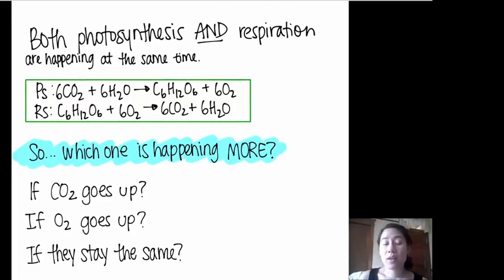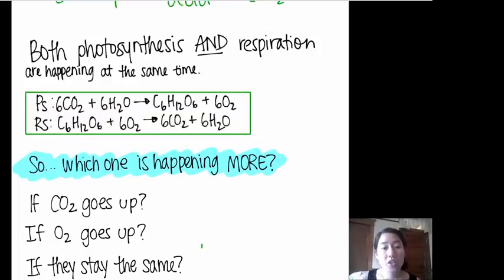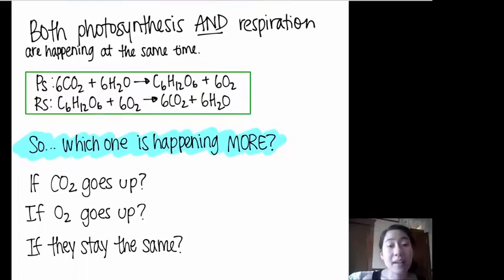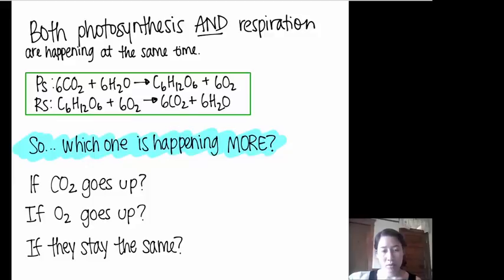So as we look at this then, we have to think about which of these processes is happening more. Which process is happening more? Because they're both happening at the same time. So I have to think about this a little bit. If carbon dioxide is going up, what exactly is going on here in the jar?